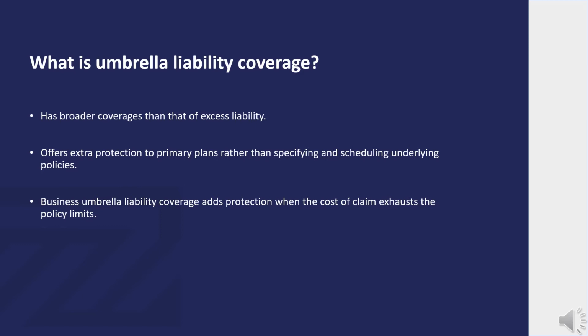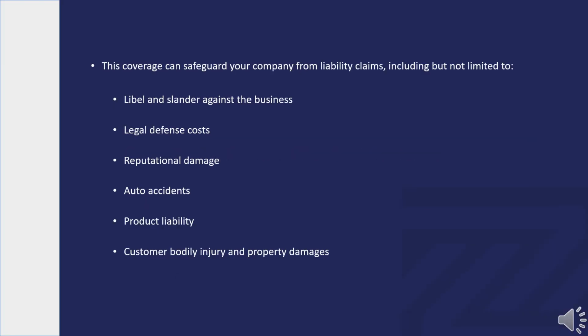On the other hand, umbrella liability coverage has broader coverage than that of excess liability. It offers extra protection to primary plans rather than specifying and scheduling underlying policies, and business umbrella liability coverage adds protection when the cost of a claim exhausts the policy limits. This coverage can safeguard your company from liability claims, including but not limited to libel and slander against the business, legal defense costs, reputational damage, auto accidents, product liability, customer bodily injury, and property damages.